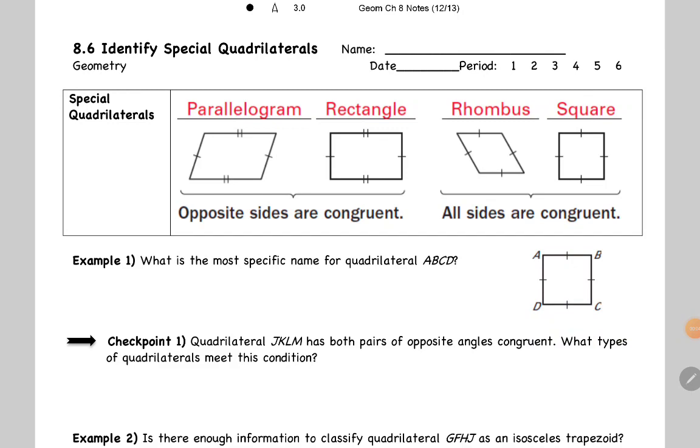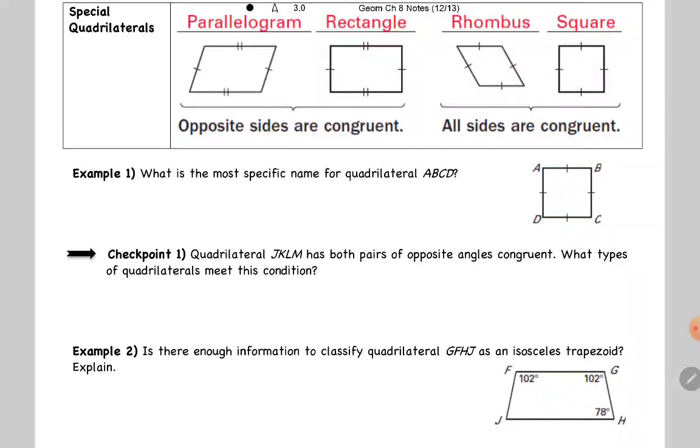We're going to be looking at special quadrilaterals. And we have trapezoids, kites, parallelograms, rectangles, rhombuses, squares. Each of them has its own little properties. Know that in parallelograms and rectangles, opposite sides are congruent. In rhombuses and squares, all sides are congruent. So what is the most specific name for the quadrilateral ABCD?